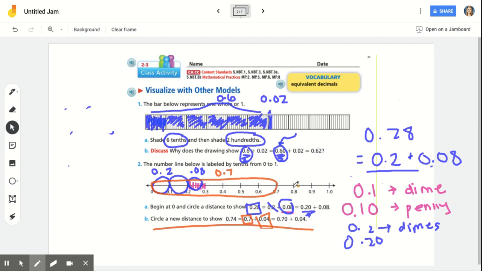Between 7/10 and 8/10, what are we going to do? We're going to split up into 10 pieces. Go ahead and quickly do that. And then we're going to circle out of 10 pieces. We're going to circle a total of 4. 4 hundredths. Okay, and then take a look back at your work. Does it look good? Great, let's keep moving on.